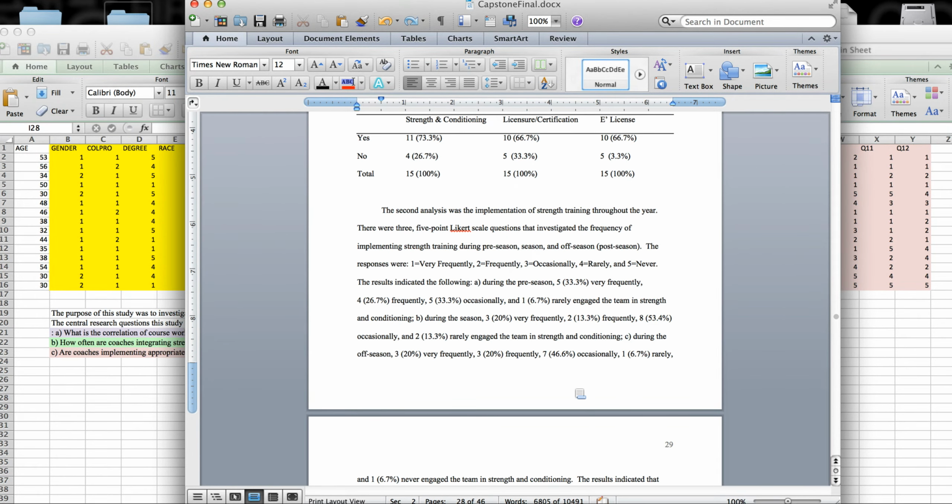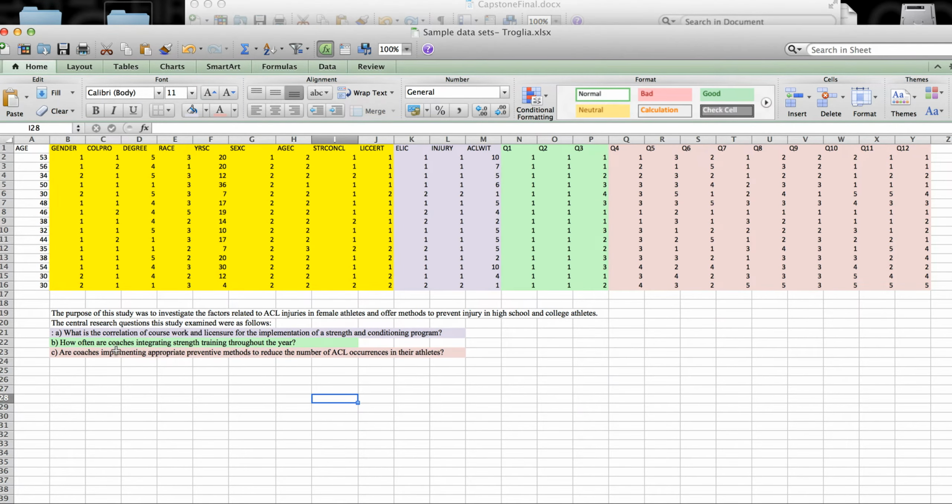So now we'll go to her second analysis. Now if we toggle back to her data set, the second analysis is how often are coaches integrating strength training throughout the year, and she provided 3 questions for that. And when we look at her data set, it's really hard to understand what questions she was gathering, but she knew what was going on. She probably was using a code sheet for each of those questions, and so she would go back and be able to see what the responses related to.